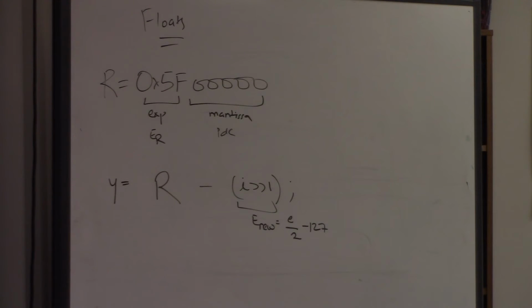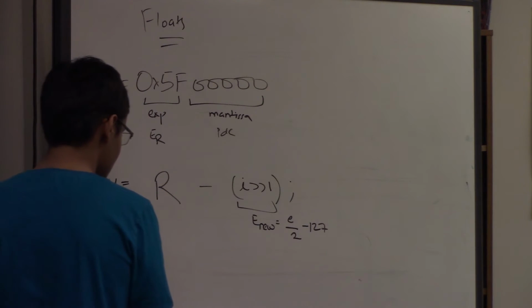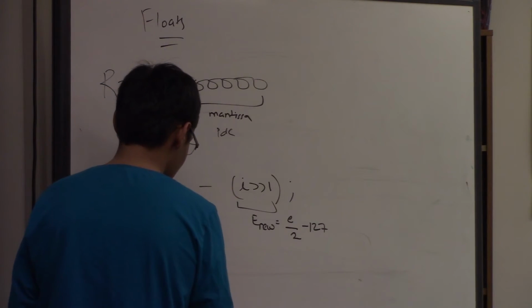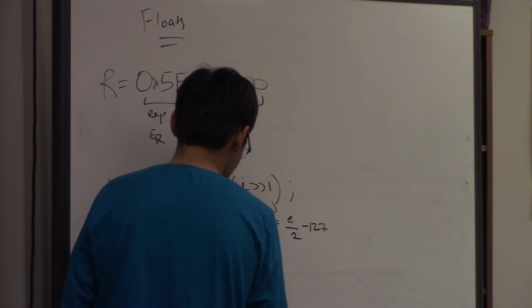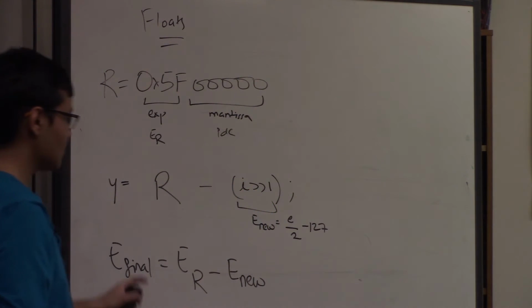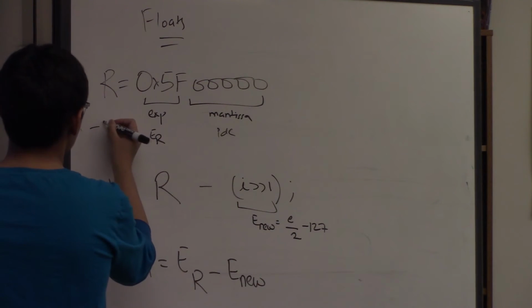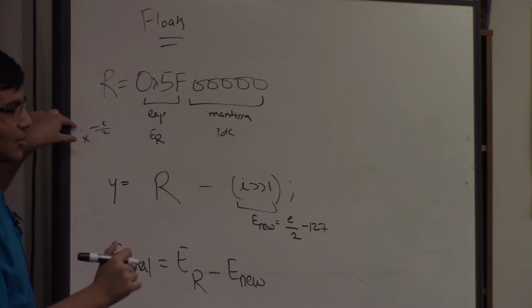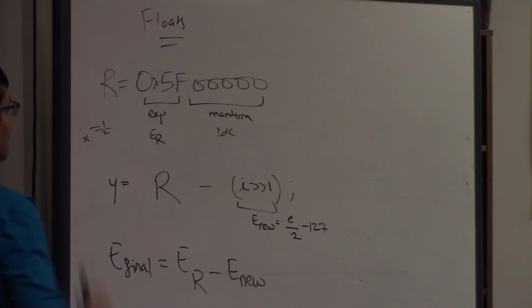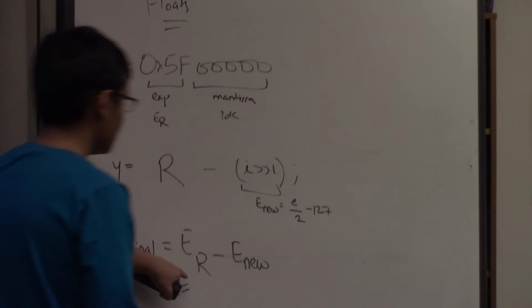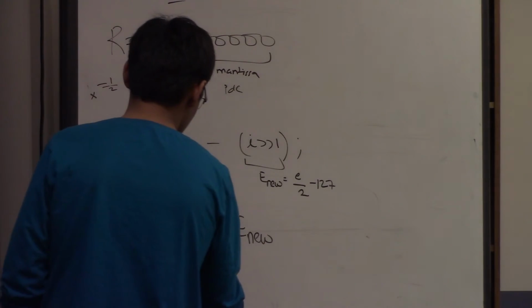Questions about this? Cool. Okay. So then we obviously say our E final will just be ER minus E nu. We want to make sure that this E final is as close to negative E over 2, x raised to minus 1 over 2, sorry, as closest to that value as we can get. Okay? So you go ER minus E nu. ER in this case is just 189.